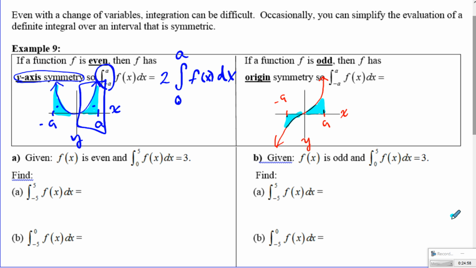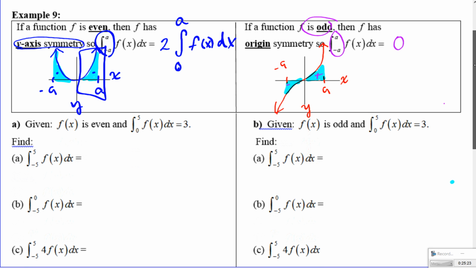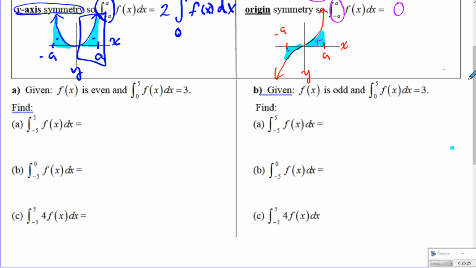First thing I noticed, I got positive on one region and negative area on the other region. Are those regions equivalent? Yes, they are. So this actually turns out to be a value of 0 for an integral that is an odd function balanced over the y-axis from negative a to positive a. So know those properties about odd and even, because sometimes they can really help you.